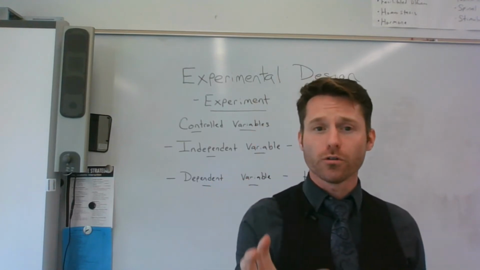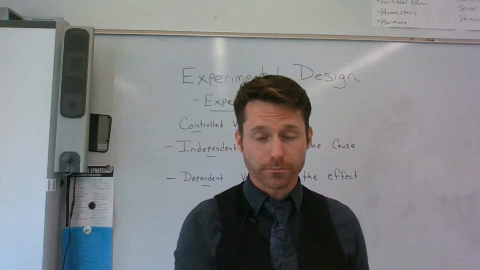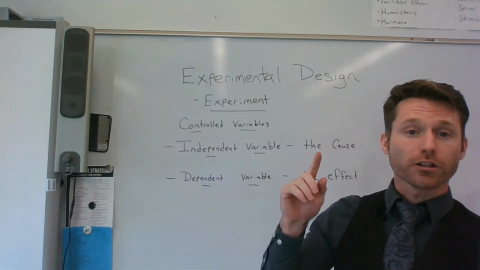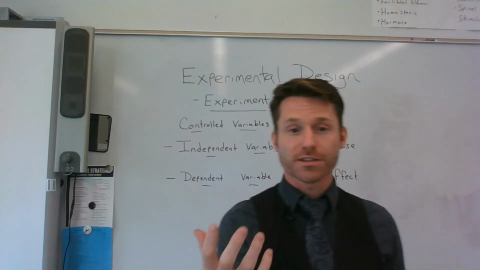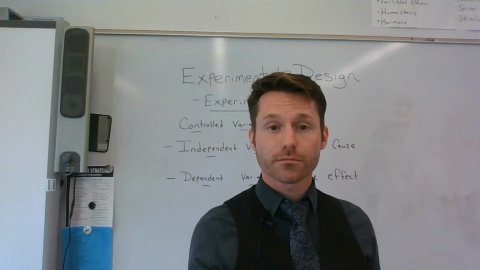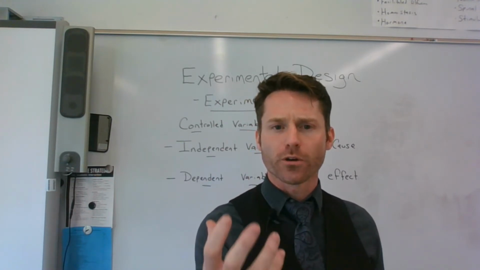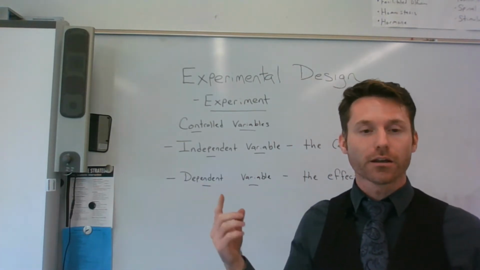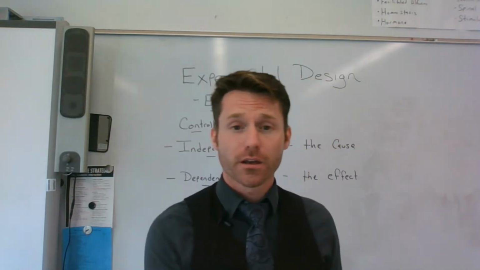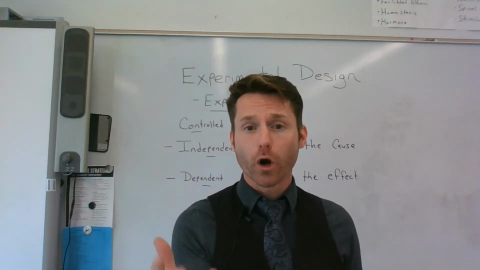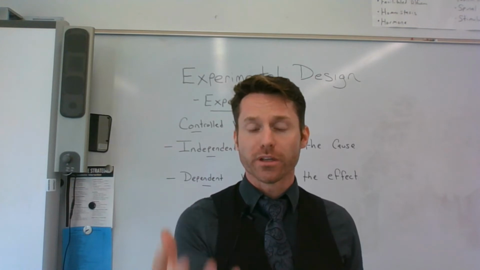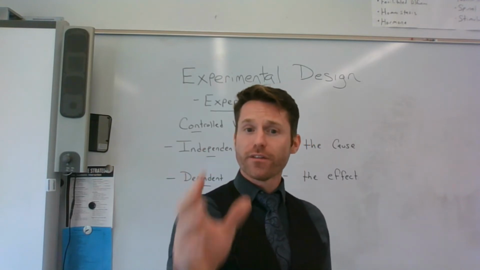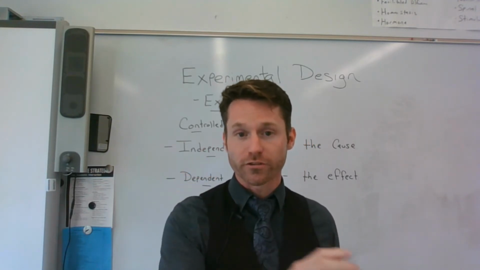So we have controlled variables, and we have two of them. We have the independent variable, and that is ultimately the cause. In this case, it's the eating of purple leaves. How many purple leaves are we going to feed this caterpillar? And then we have the dependent variable. In this case, it is how purple the caterpillar will become. So the effect.